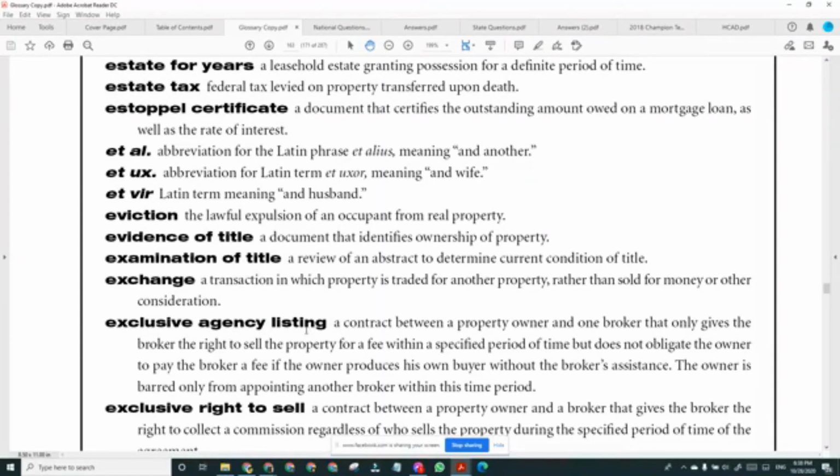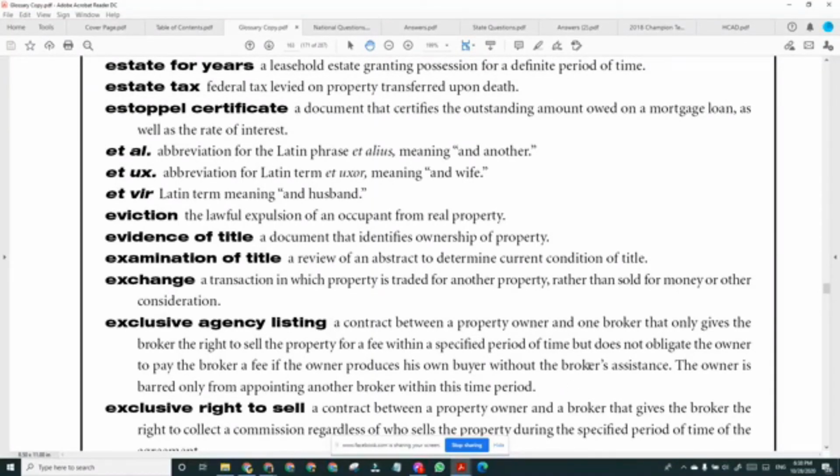Exclusive agency listing: a contract between a property owner and one broker that only gives the broker the right to sell the property for a fee within a specified period of time, but does not obligate the owner to pay the broker a fee if the owner produces his own buyer without the broker's assistance. The owner is barred only from appointing another broker within this period of time.